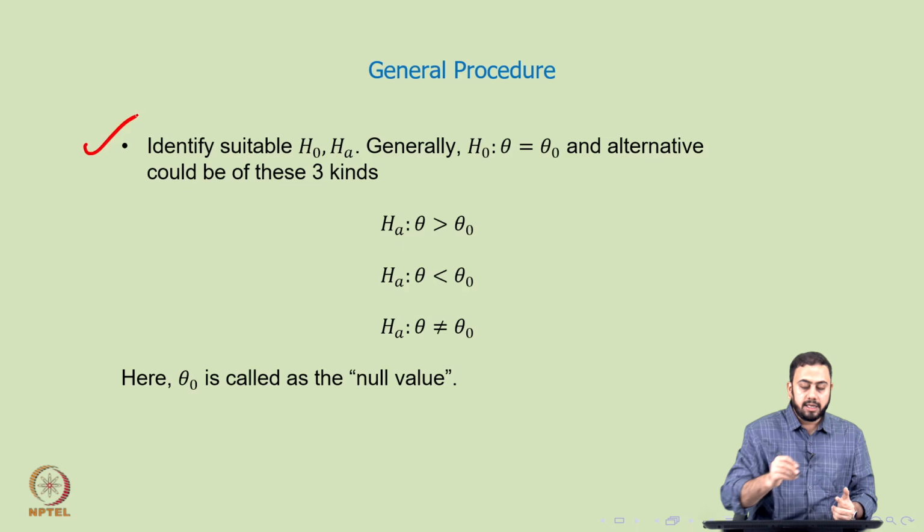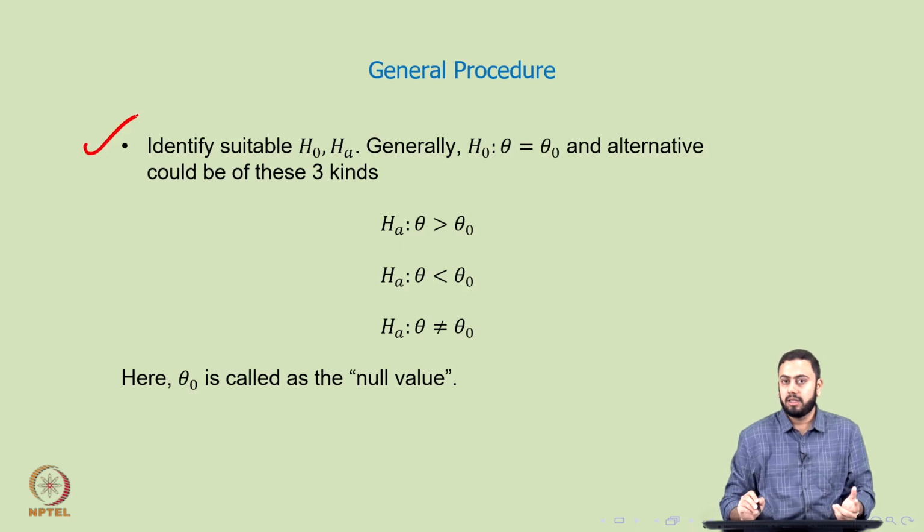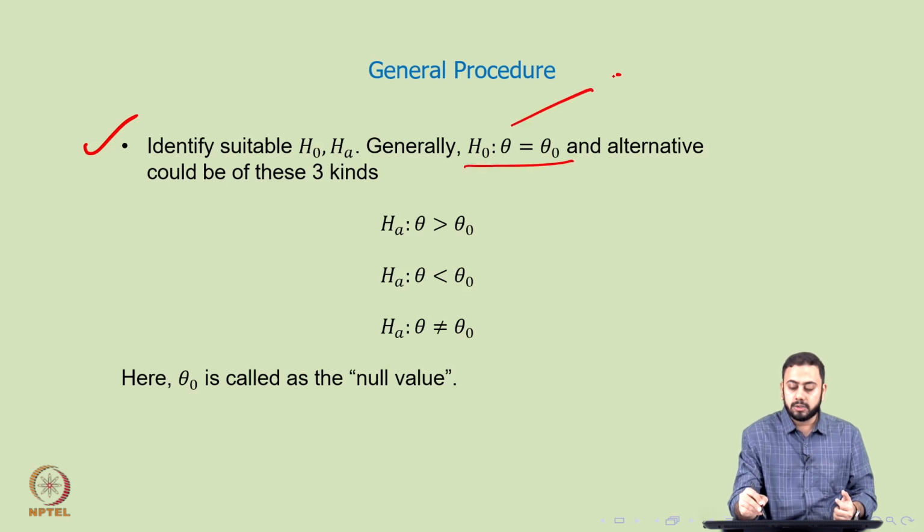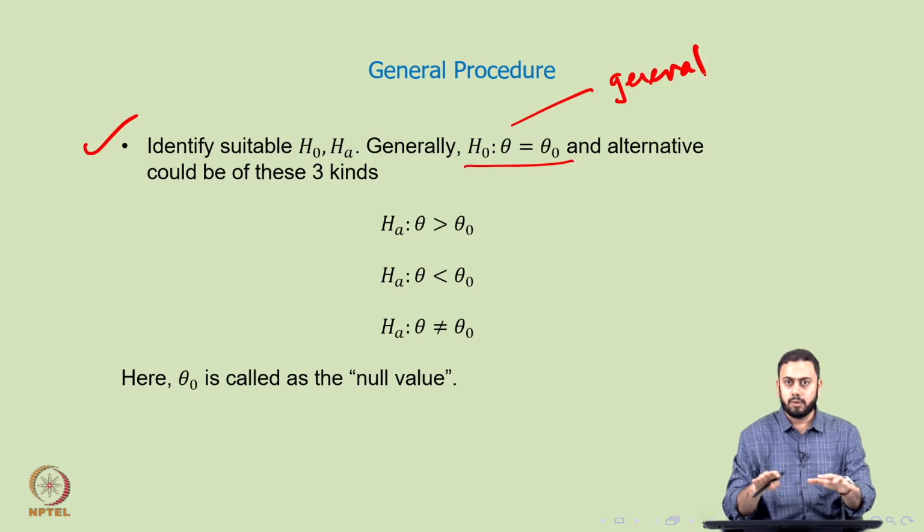First step, like we discussed earlier, is to identify suitable H naught and HA. The moment you think that you have to test out a hypothesis, the very first step is to identify a suitable null hypothesis and alternative hypothesis. Generally, I will write my null hypothesis as theta equals theta naught. Now, what is theta here? Theta is some general parameter. You are presenting a general scenario, so theta could be mu, theta could be sigma square, etc.